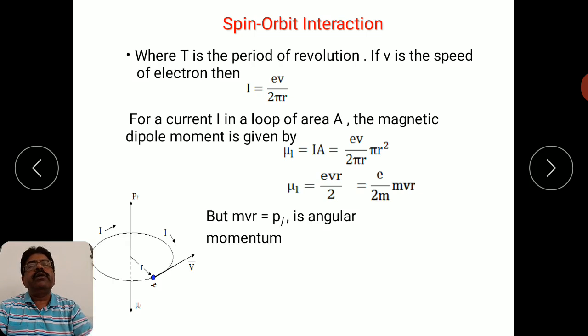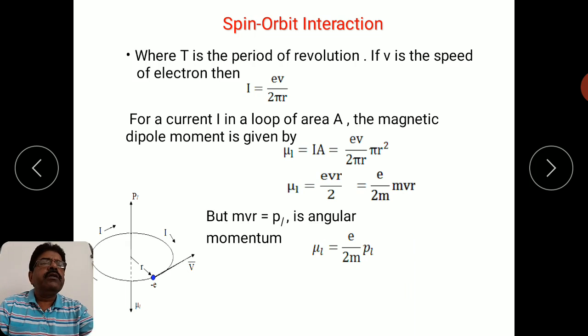In circular motion, mvr is the angular momentum p_L. This angular momentum p_L can be substituted in this equation. So μ_L, with suffix L rather than I, is equal to e/2m × p_L, where p_L is the angular momentum.